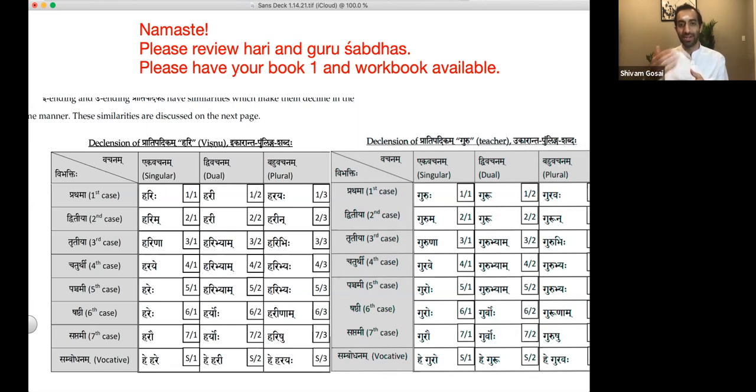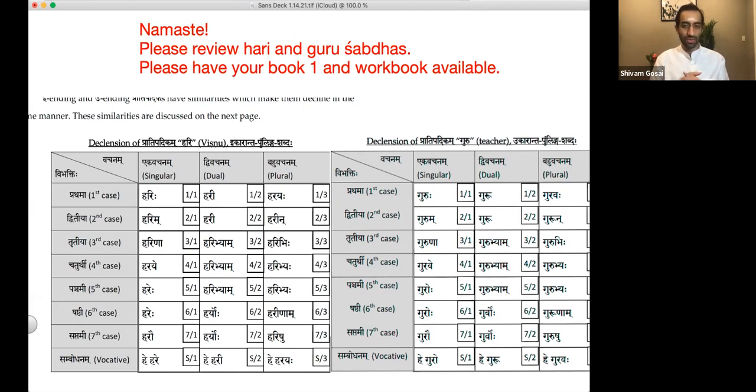Okay, Guru Shabda is very similar. I think we have to remove all the cobwebs from our brain. It's been a long time since we looked at this. So we're just going to refresh these over and over again, and we're going to learn some new ones. We have to stick with it.